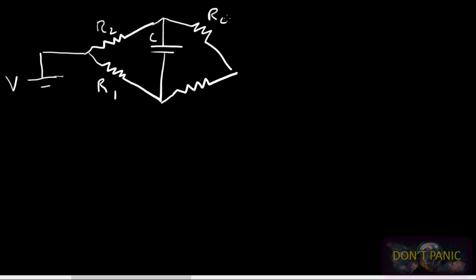So suppose you have this circuit: a voltage source, a resistor here, and another resistor here, a capacitor here, R1, R2, R4 and R3.